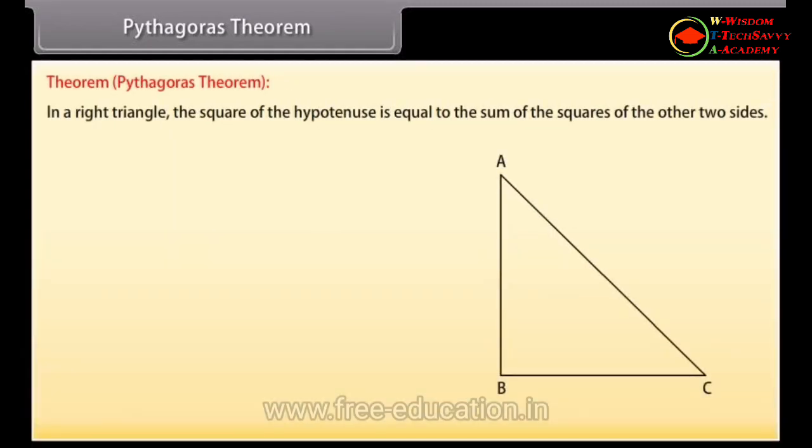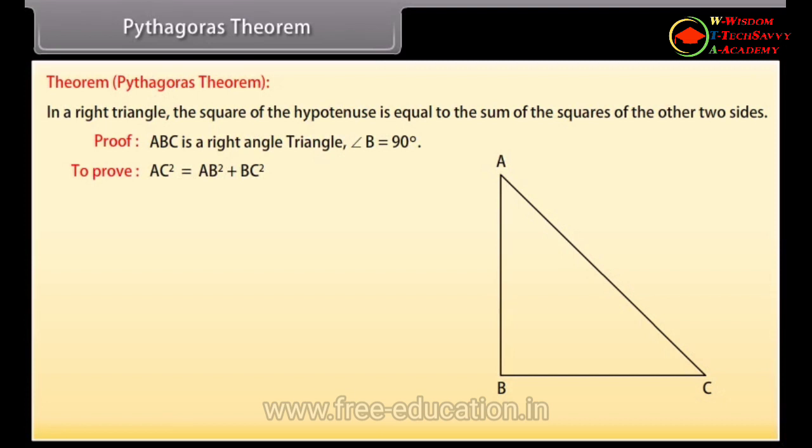In a right triangle, the square of the hypotenuse is equal to the sum of the squares of the other two sides. Let us prove this theorem. Proof: ABC is a right-angled triangle. Angle B is equal to 90 degrees. To prove: AC square equals AB square plus BC square. Construction: draw BD perpendicular to AC.